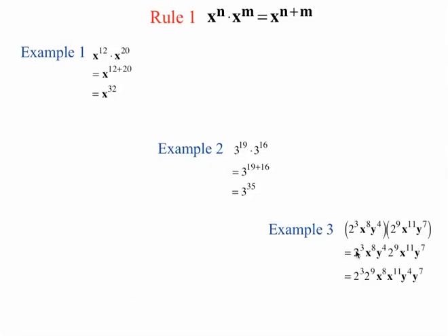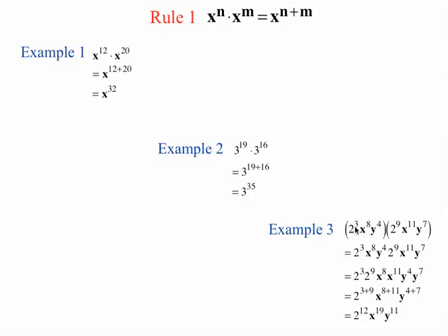I'm just going to remove those brackets, because remember multiplication is associative. The brackets don't do anything if it's all multiplication. And then I'm going to reorder everything because multiplication is commutative. The order doesn't matter. So I have 2 to the 3 times 2 to the 9, x to the 8 times x to the 11, y to the 4 times y to the 7. Then I can add the exponents. So we're going to get 2 to the 3 plus 9, x to the 8 plus 11, y to the 4 plus 7. And that's going to give us 2 to the 12, x to the 19, y to the 11.